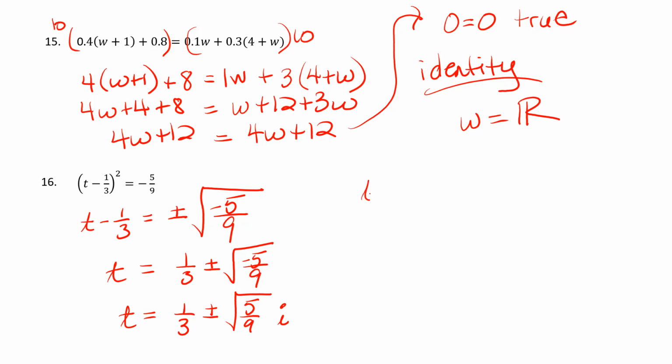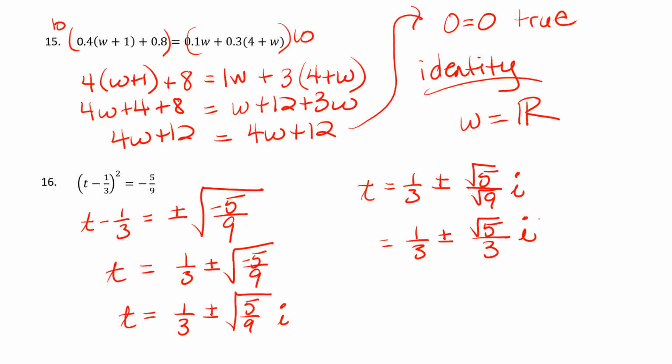Now we simplify it. t equals 1/3 plus or minus the square root of 5 over the square root of 9, i. Remember, the square root of a quotient is equal to the quotient of the square roots. So that's 1/3 plus or minus the square root of 5/3 i. The square root of 9 is 3, so the denominator becomes 3. And this is how we would write the final answer, because it has the real part first and the imaginary part second.